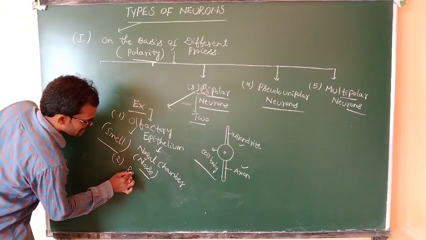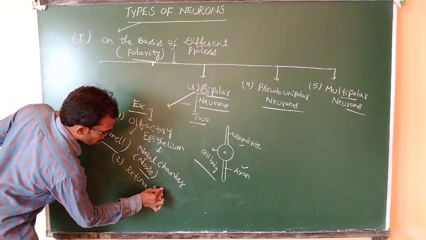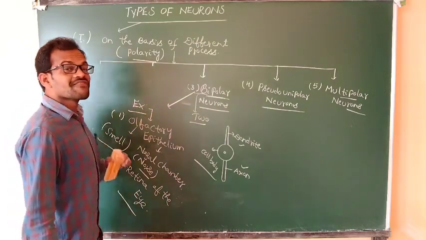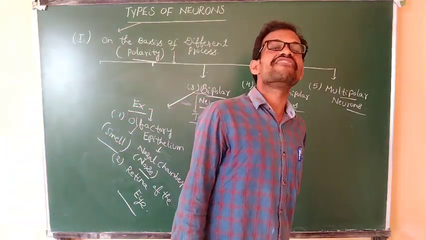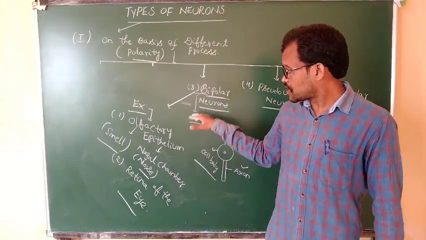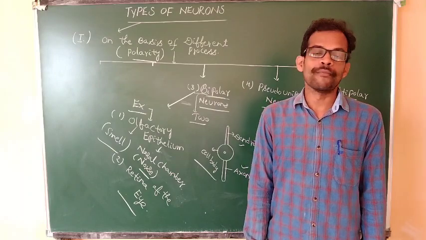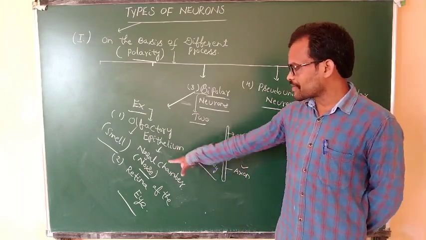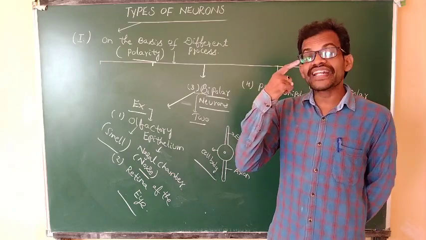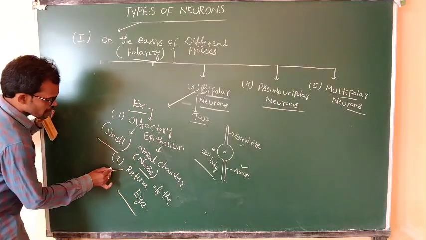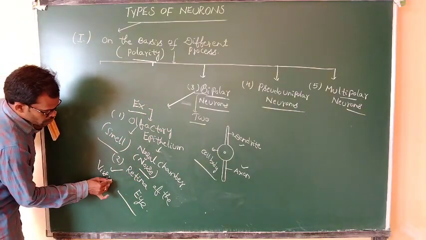What is the name? Retina of the eye. What is the function of the retina? It is helpful for vision. Which neurons are helpful for vision? Bipolar neurons. What is the example for the bipolar neurons? Olfactory epithelium present in the nose and also the retina of the eye. They are helpful for vision. For vision also, the bipolar neuron is helpful.